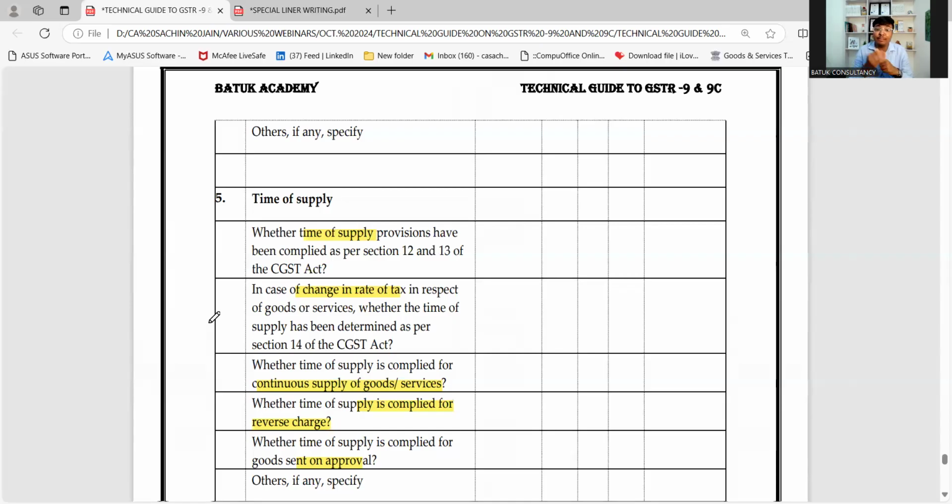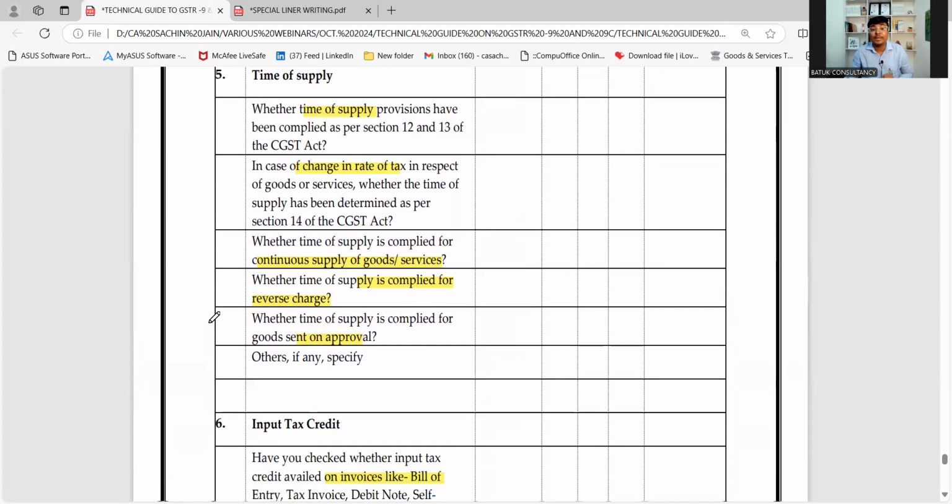With respect to time of supply, we need to decide that the time of supply in case of supply of goods has been correctly determined, and in case of supply of services, correctly determined. If there is any change in rate of tax during a particular supply, Section 14 of the CGST Act applies. In such a situation, the time of supply has to be decided in the correct way. If there is a specific transaction where there is a continuous supply of goods or services, in that case we need to check that the time of supply has been correctly determined or not.